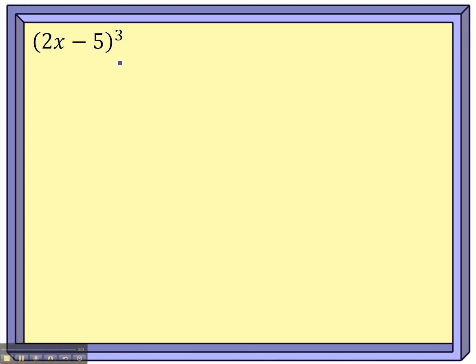So for this problem, we have to cube out 2x minus 5, which is a binomial. Now, of course, what you could do is just write this as 2x minus 5 times 2x minus 5 times 2x minus 5. Then you'd have to do a whole mess of FOILing. So there's a shortcut whenever we want to raise a binomial to some sort of power, and it involves the binomial theorem and what's called Pascal's triangle.